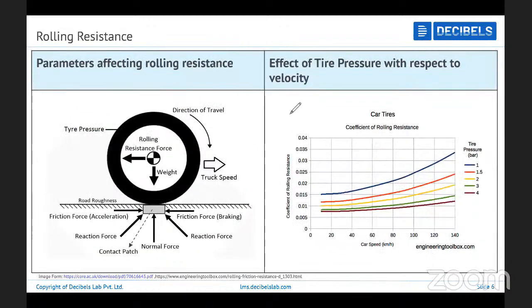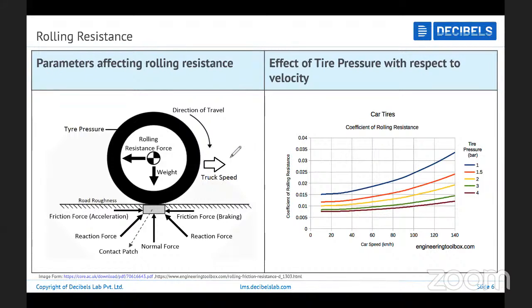We'll start with rolling resistance as one of our resistive forces. First we'll get to know the parameters affecting your rolling resistance. Here we know the basic thing: as the wheel comes in contact with your road surface, because of the contact patch, there is some resistance.